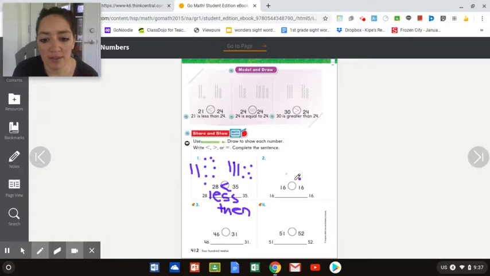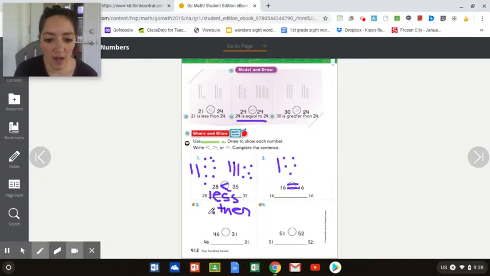Okay, so 16 and 16. Well, we know right away that they're the same number. So we have 1 ten and 6 ones. We know that they are equal because it's the same number. Now, if you don't know how to spell it to write it out on the line, it's right here. Boom. Equal to.